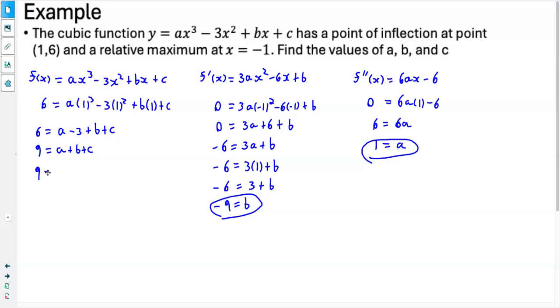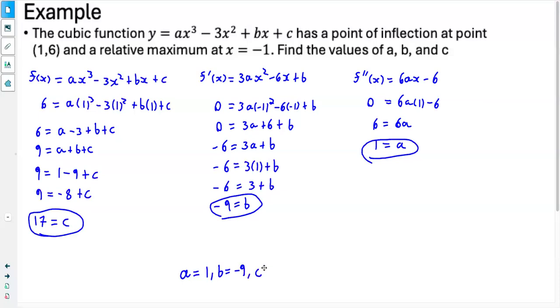Now we can go back to this original equation. We know our a and our b, so we've got 9 is equal to our a, which is 1, plus b, which is negative 9, plus c. So we've got 9 is equal to negative 8, plus c. Adding 8 to both sides gives us 17 equals c. So we have our c value. So down here, I would just put all the answers together. So a is equal to 1, b equals negative 9, c equals 17.